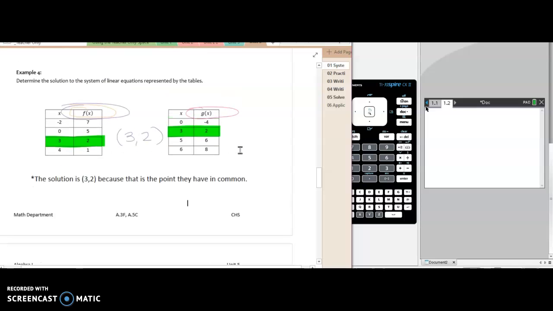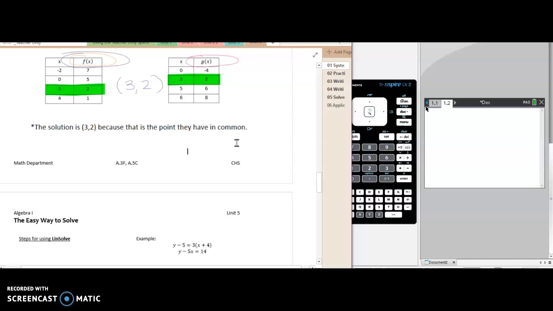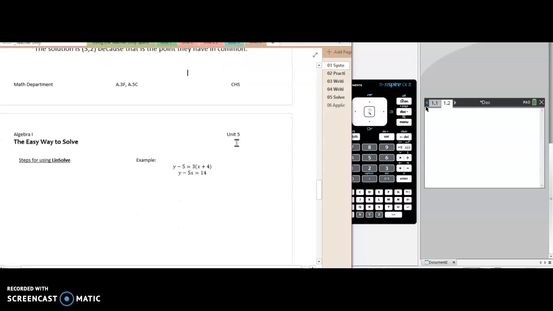Okay? All right. So now we're going to talk about the easy way to solve systems of linear equations. So let's move on to LinSolve. So you remember the problem that we had at the very end of the first video, that we had to solve for y, and then we had to graph it, find the intersection, and those are ways that you can do that, right? Okay. So there's an easy way to solve using your calculator, and it's called LinSolve.